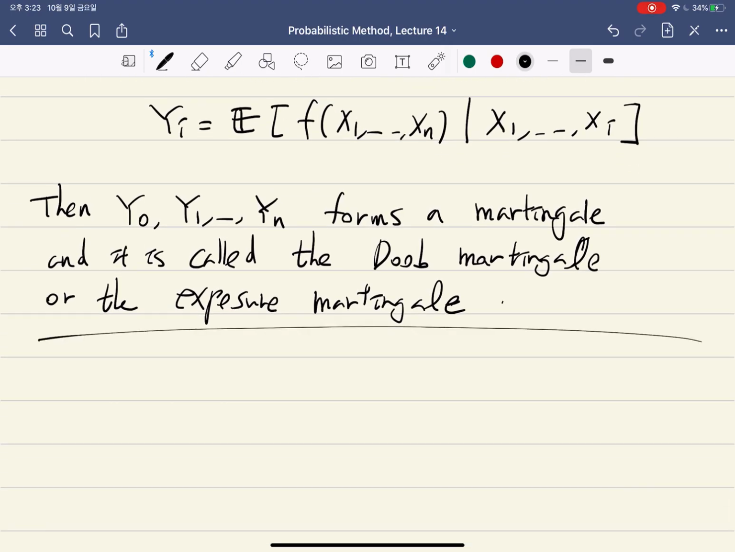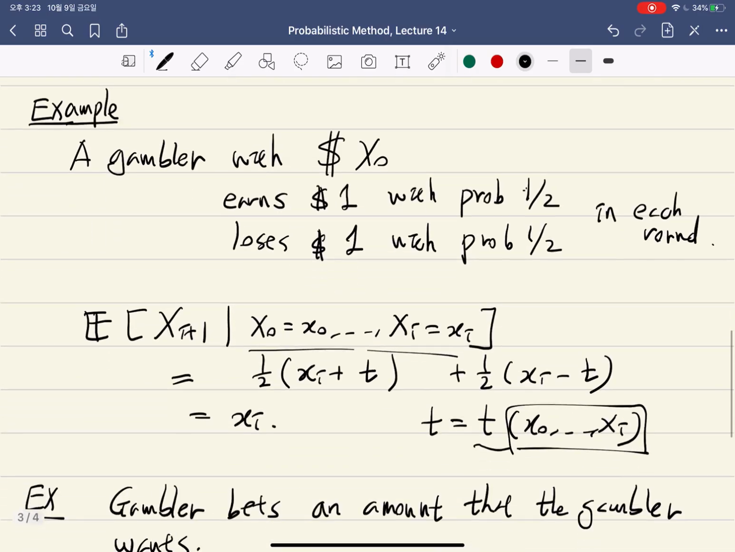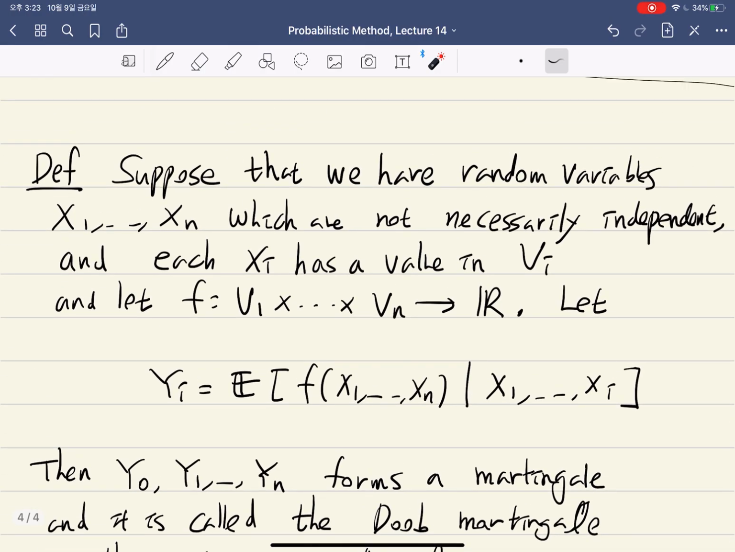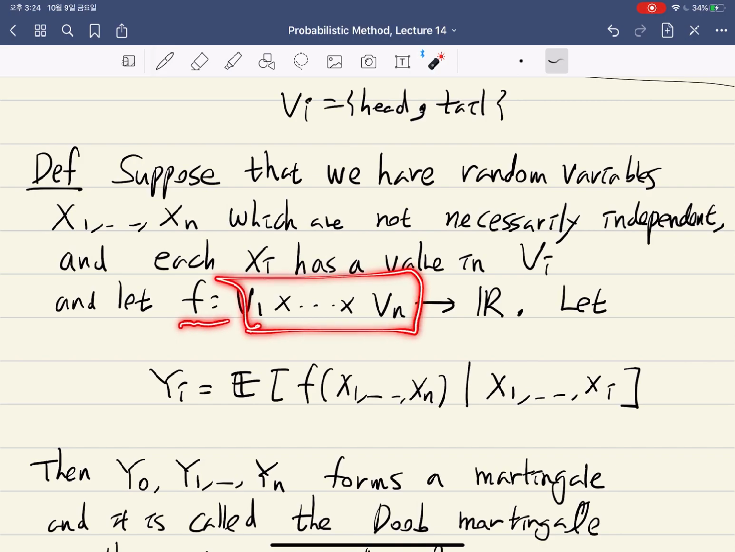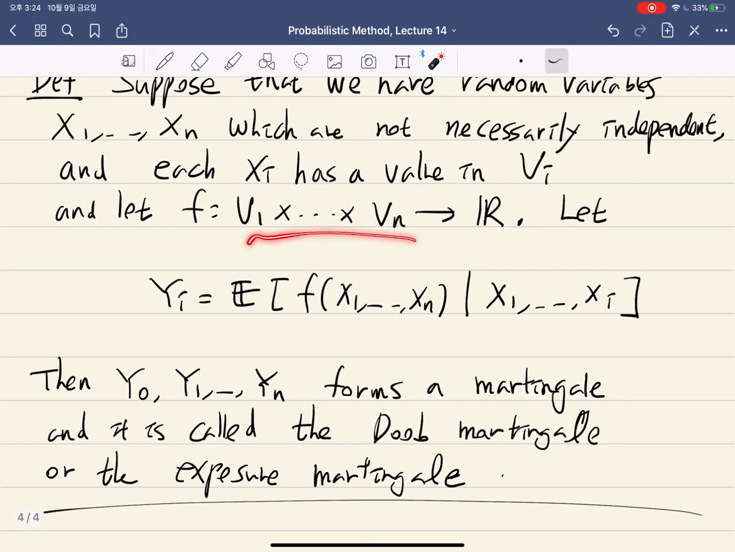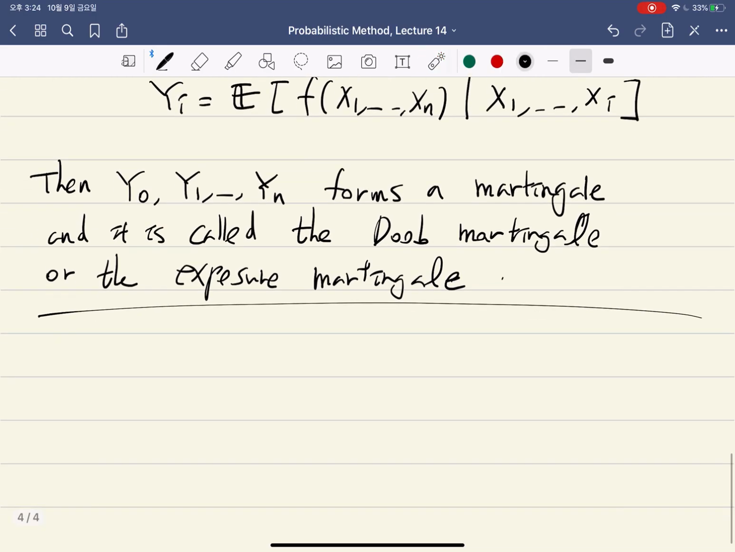For example, the number of heads that we get from the coin flipping. No, let's consider it this way. The gambler, whether earns or loses, each xi is a random variable indicating whether the gambler wins or loses on the ith round. To be more specific, this is a coin flip. And say Vi is a head or tail. So each coin flip has head or tail, and this function f is adding 1 for each head and adding -1 for each tail. So that's our function. And this yi is exactly, not exactly, but in that case we can consider this yi as this.